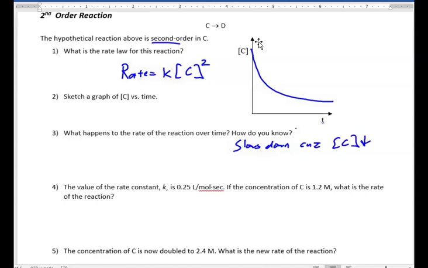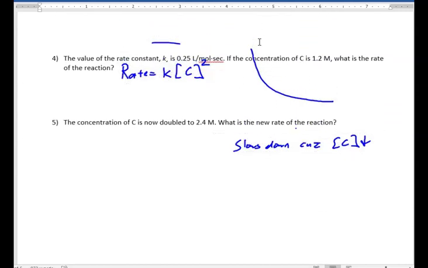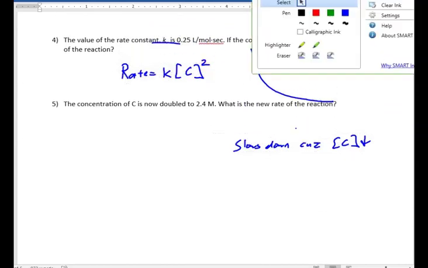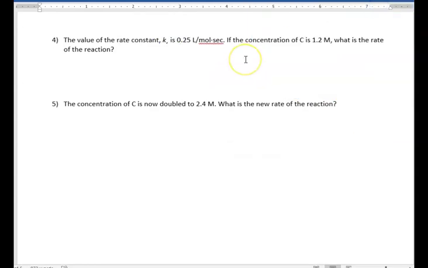Alright, we're given the rate constant to be 0.25 moles per liter seconds, and the concentration 1.2. We want to know the rate of the reaction. Mainly plug and chug. I'll let you guys take it from here, and you can pause the video, and then we'll compare answers.